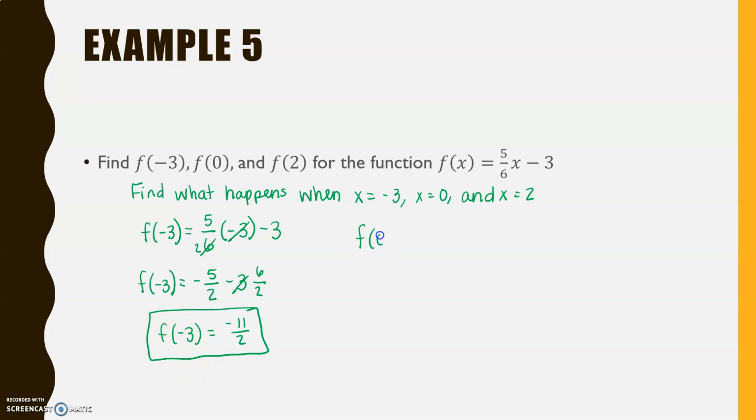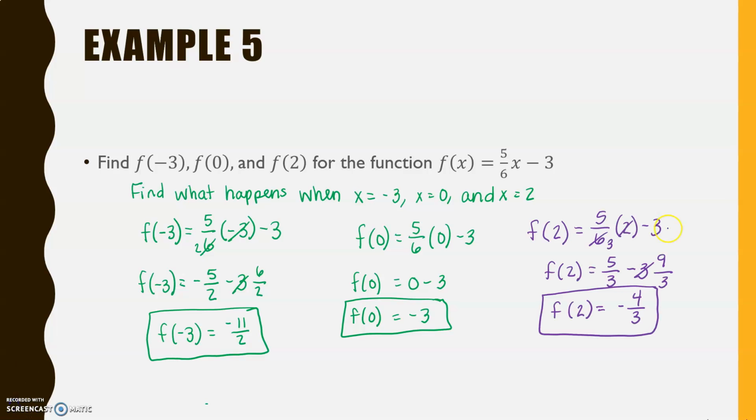If we do f of 0, we're going to get 5/6 times 0. Well, that's just 0 minus 3. And that's going to equal negative 3. So there's my answer. Try f of 2 on your own. So if you check your work over here, when you plug in 2, you should end up with 5/3 minus 3. I changed that to 9 over 3 so that there's a common denominator. Subtract those, and I get negative 4/3.